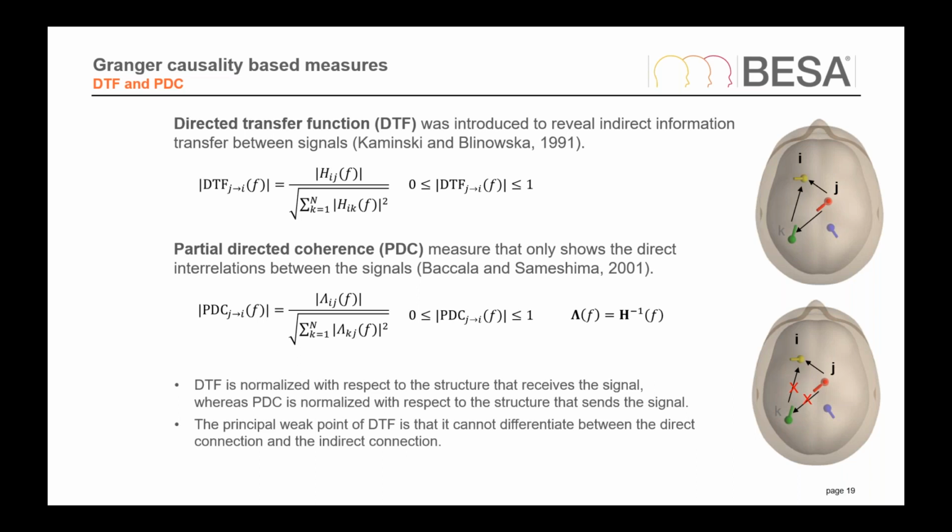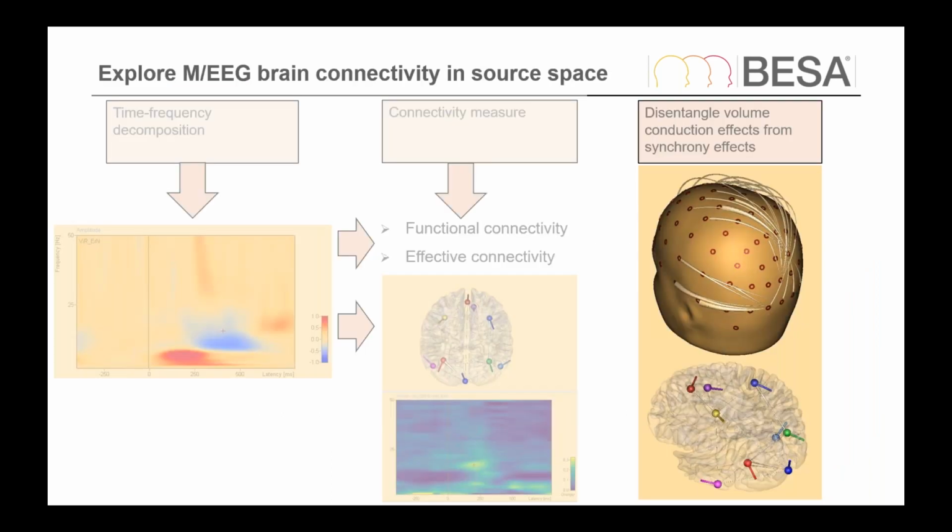So basically, you could say that DTF has a weak point because it cannot differentiate between the direct and the indirect connection, but that's just the way it's designed. We're not finished yet, because we have talked about these interrelations of channels I, J, K, and of course, ideally, we would really only look at information exchange between neural generators in the brain, not so much what's going on at the scalp, where the channels I, J, and K may show us exactly the same brain activity, just propagated to the scalp.